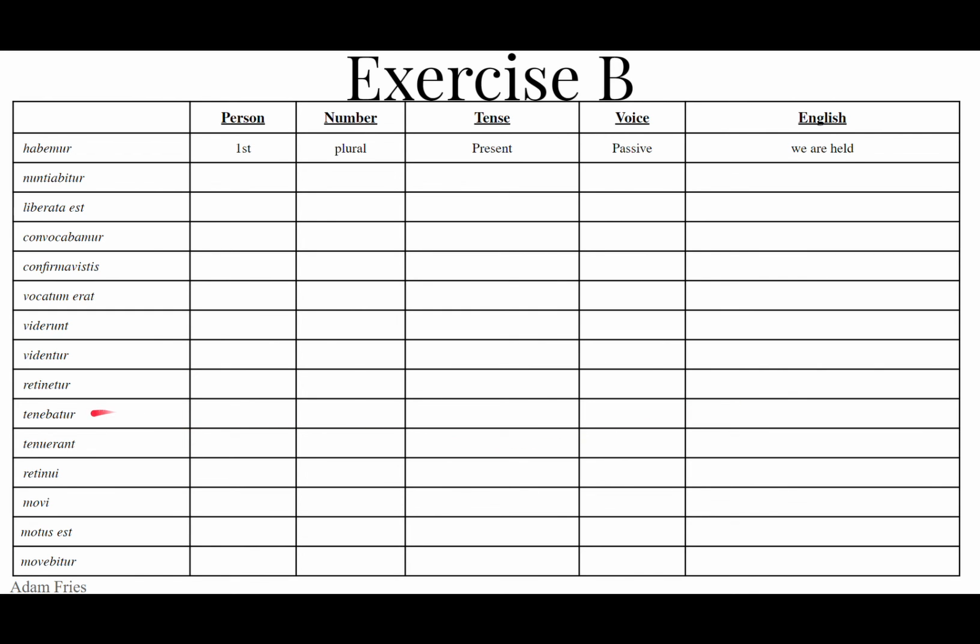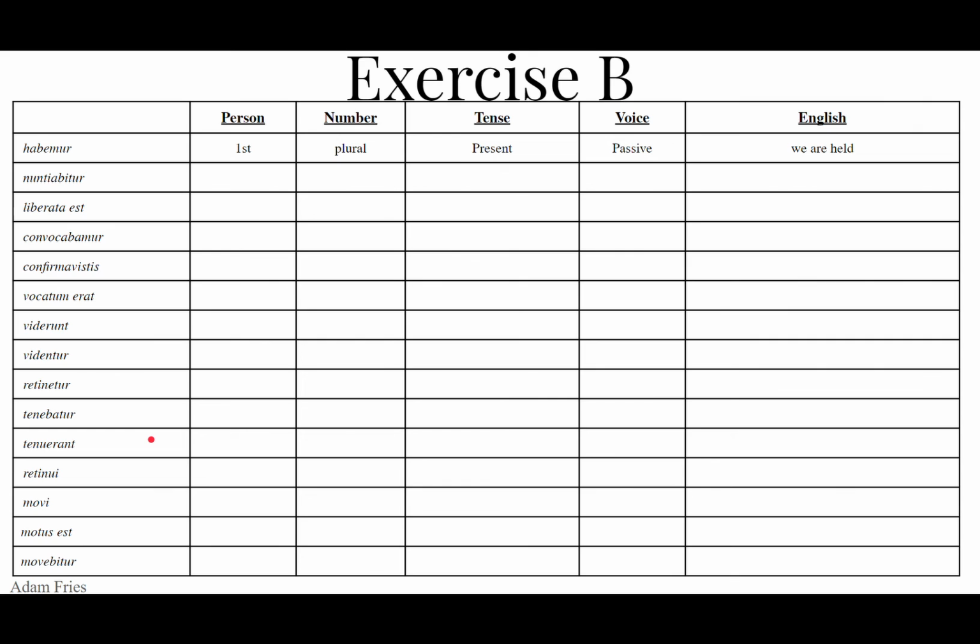Tenebatur, third person, singular, imperfect, passive. He, she, it was being, the being is important. Teneo, tenere, tenui, tentus, to hold or grasp. He, she, it was being held. He, she, it used to be held.